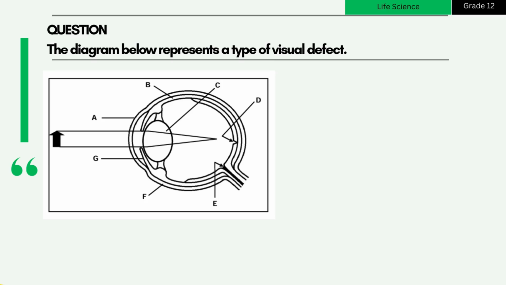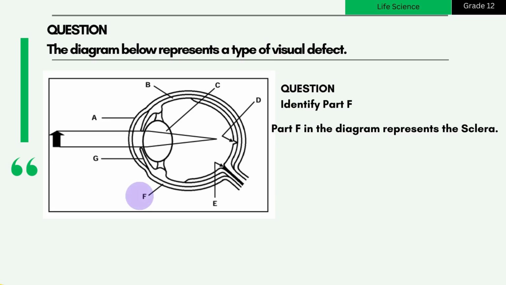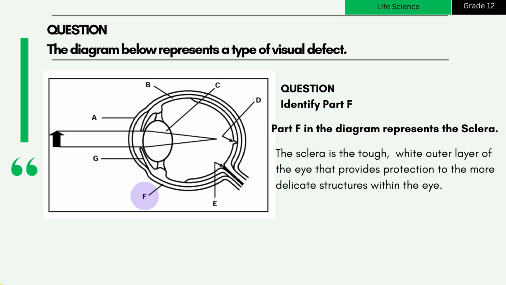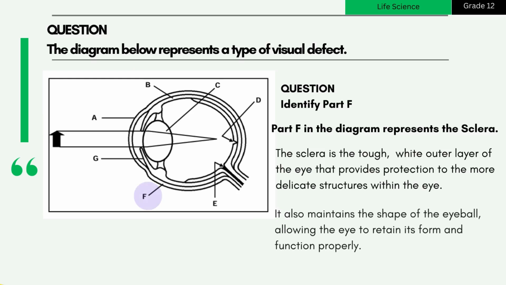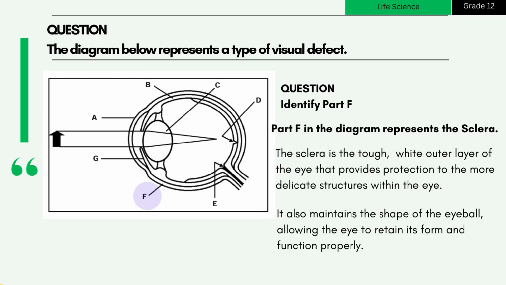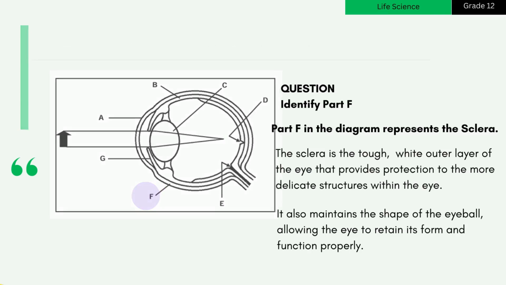The diagram below represents a type of visual defect. Question: identify part F. Part F in the diagram represents the sclera. The sclera is the tough, white outer layer of the eye that provides protection to the more delicate structures within the eye. It also maintains the shape of the eyeball, allowing the eye to retain its form and function properly.